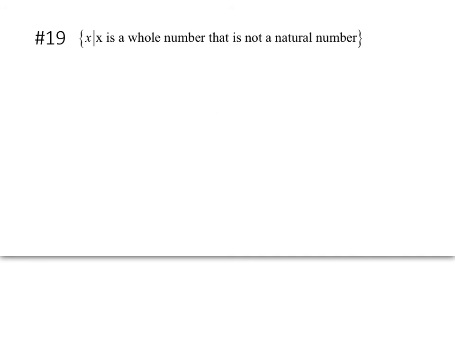Here we have x is a whole number that is not a natural number. Our natural numbers are our counting numbers. Our whole numbers are all of our counting numbers, but what do our whole numbers include that our natural numbers do not? Can you think of anything? Just 0. Now, I shouldn't have done that little squiggly because that'll confuse you guys. So I would just make a normal 0 here. Just 0.